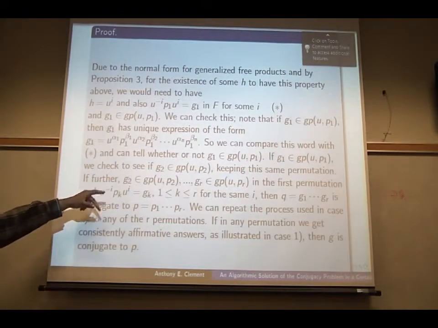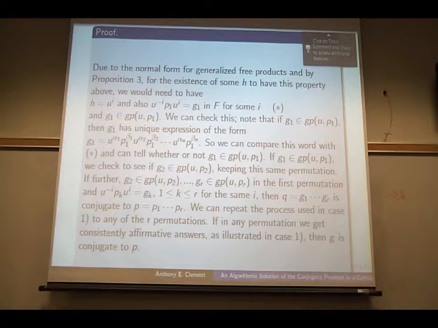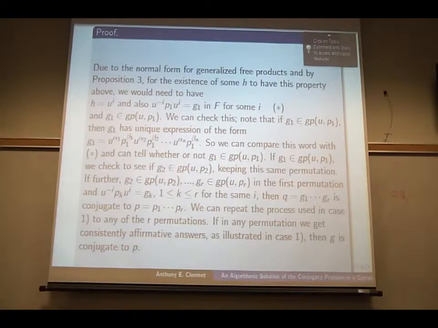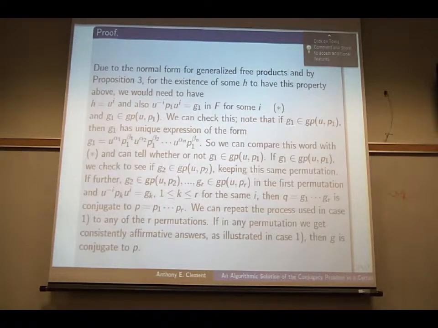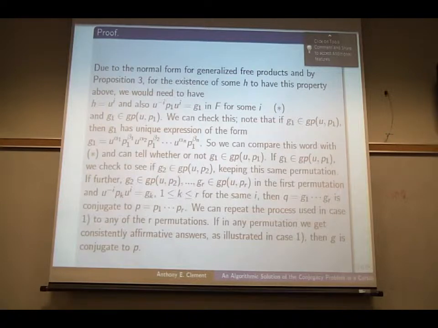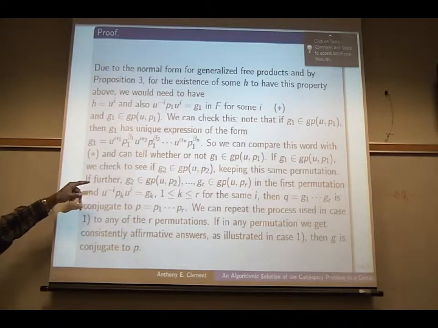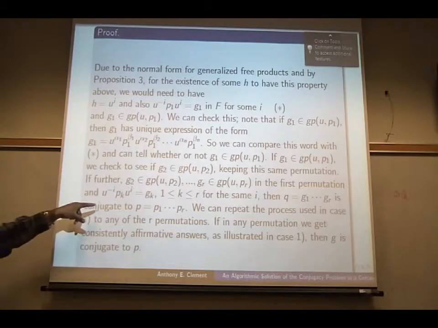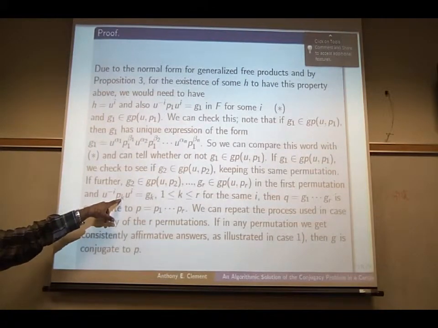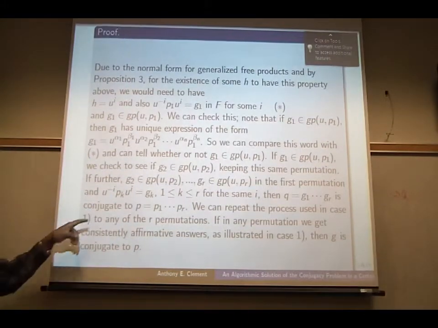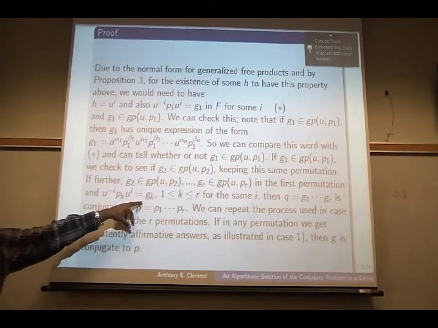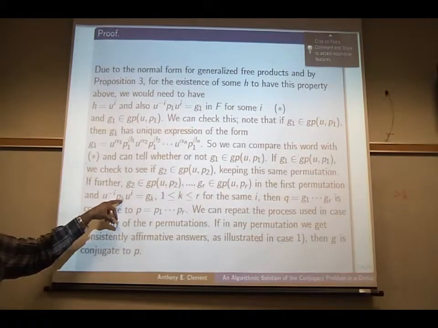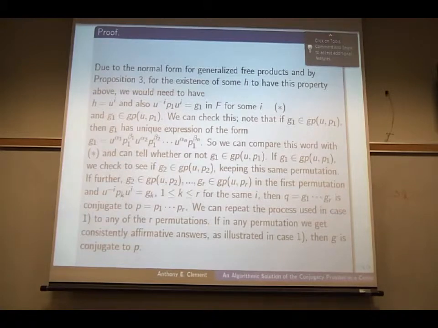So we can keep on doing this. Notice we just pick the first permutation. We try to see if G1 lies in the subgroup generated by u and p1. If it does, we can check if G2 lies in the subgroup generated by u and p2. And we can keep on checking until we reach pk, right? Because we have r going from 1 to k in the first permutation. So we keep the same permutation 1. We could check whether or not the Gi's lie in their respective subgroups. And we could also check whether or not we have a unique expression for these, from 1 to k, for the same i. So if we do get this expression and the Gk lies in the subgroup generated by u and pk, then we say that P is conjugate to Q, or P is conjugate to G.